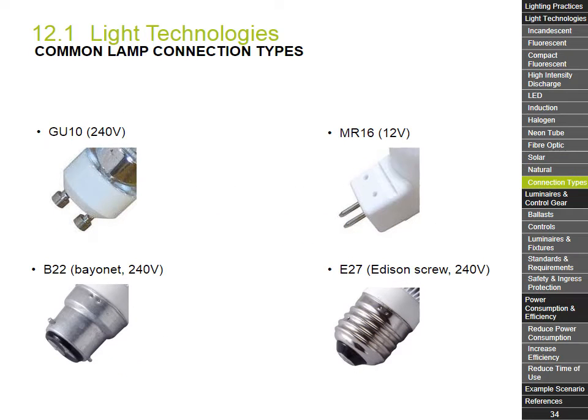Common lamp connection types include the GU10 and MR16, which are often seen on halogen downlights, the B22 bayonet connection, and the E27 Edison screw connection.